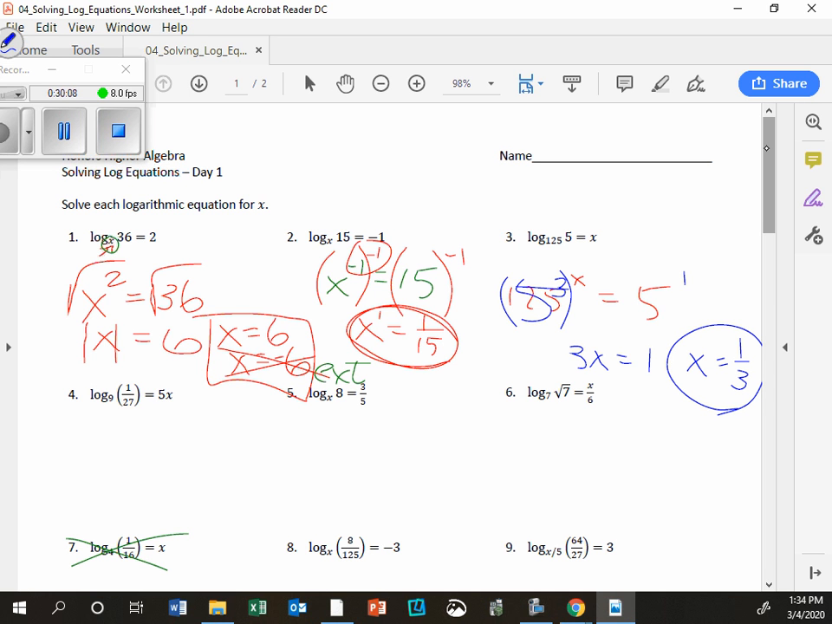I'm starting to get a little nervous, like I might not be getting this right. So I'm going to put a 1/3 in there just to see if that would make sense. And then I go 125 to the 1/3 should be 5. I checked it. It works. Sweet.